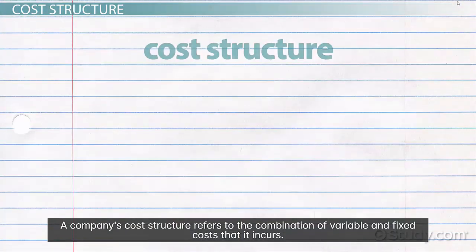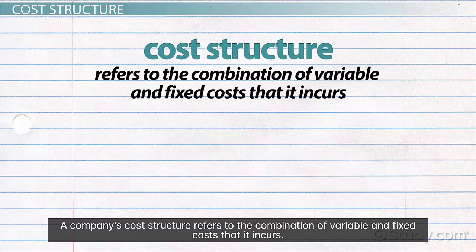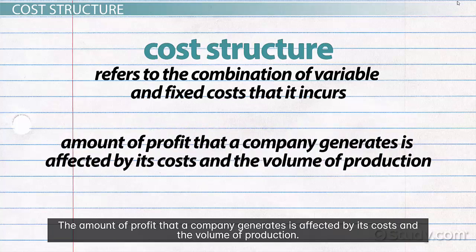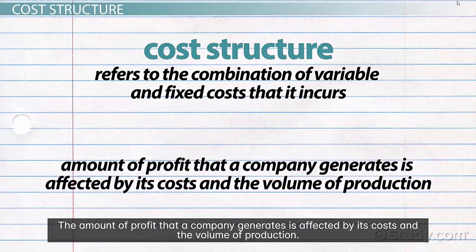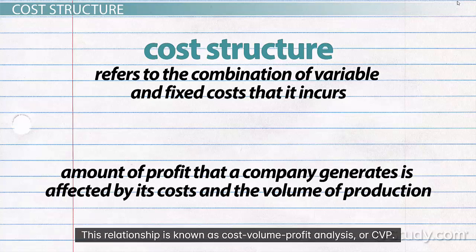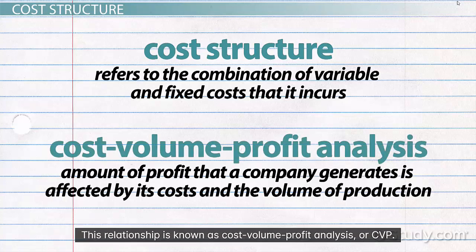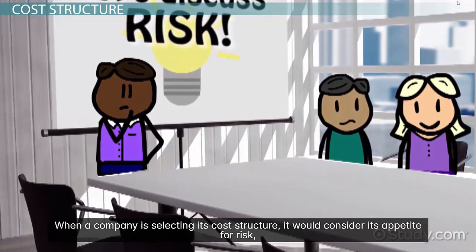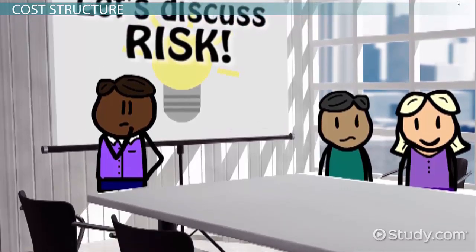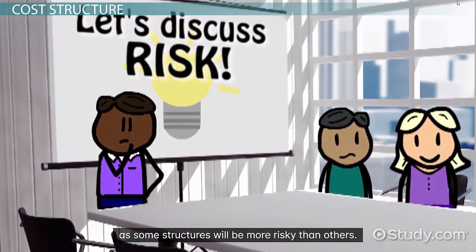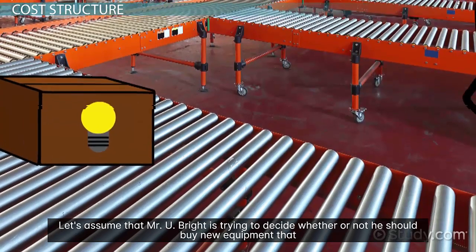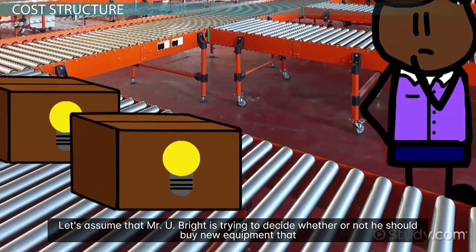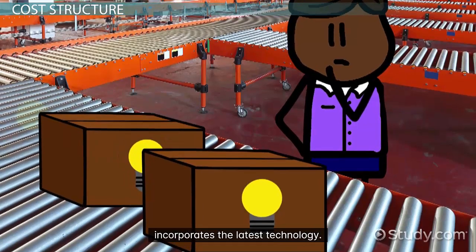A company's cost structure refers to the combination of variable and fixed costs that it incurs. The amount of profit that a company generates is affected by its costs and the volume of production. This relationship is known as cost-volume-profit analysis, or CVP. When a company is selecting its cost structure, it would consider its appetite for risk, as some structures will be more risky than others. Let's assume that Mr. U. Bright is trying to decide whether or not he should buy new equipment that incorporates the latest technology.